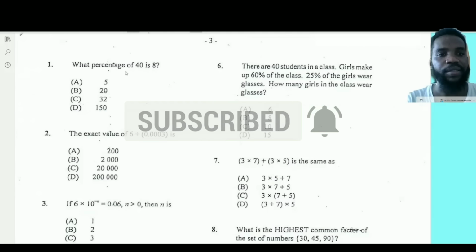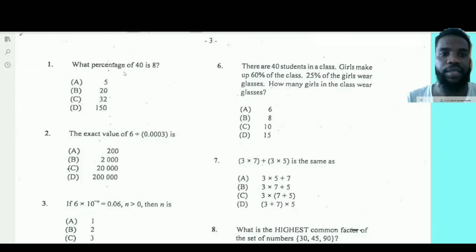Today we're going to be looking at the 2018 CXC Paper 1 Mathematics Past Paper. Without further ado, we'll get right into it. We'll start with question 1.